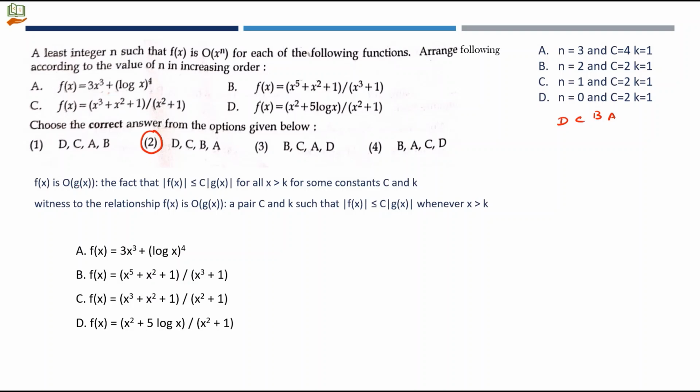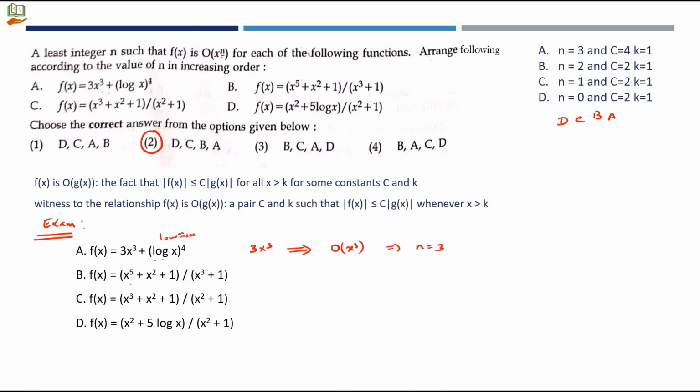In examination point of view, what should you do? They are asking you a simple question. What is big O of x power n, and then arrange n alone in increasing order, that is in ascending order. Now you take 3x cube plus log x power 4. You don't mind this log x. Consider this to be lower order term, that is less than x cube. So here you have to consider only 3x cube. From this you can find big O of x cube. So this will give you n's value to be 3.